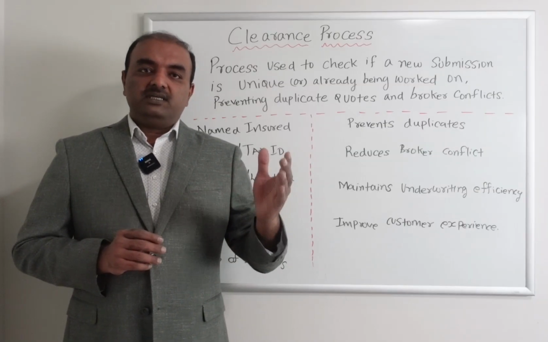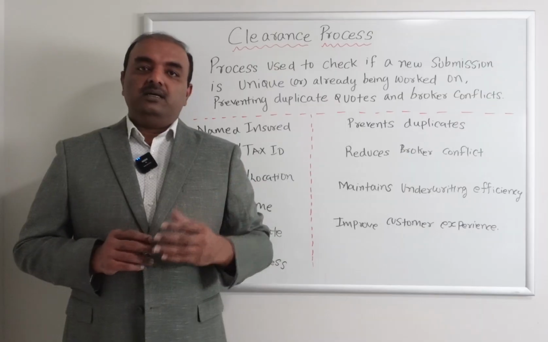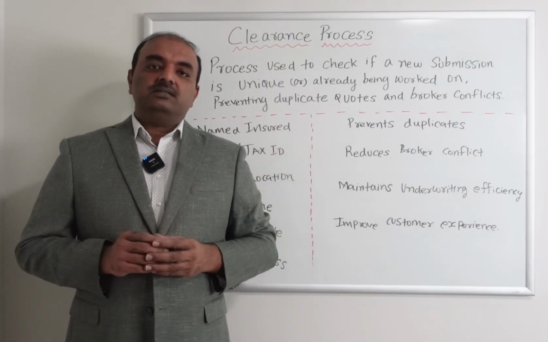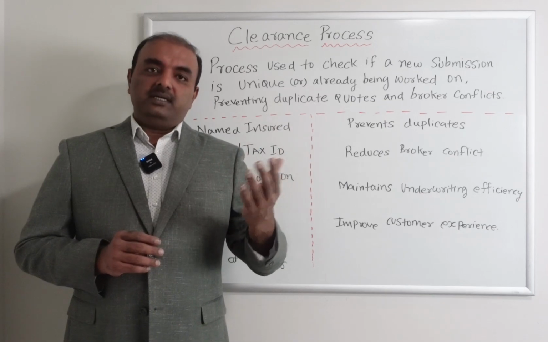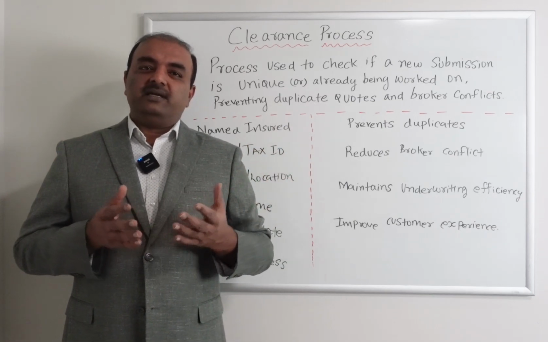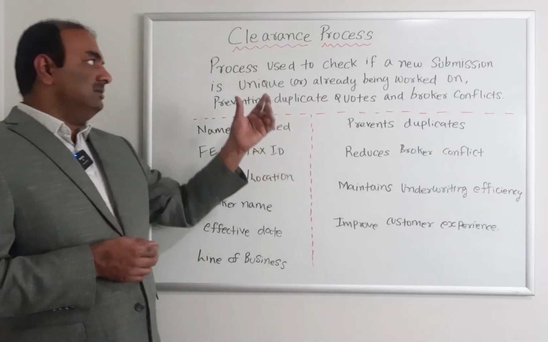Say you have ABC company that works with broker A. The insurance company wants to make sure the same company ABC is not represented by a different broker, right? The reason is they don't want to have two different submissions for the same customer. It's a kind of tedious process. That's what is meant by clearance.